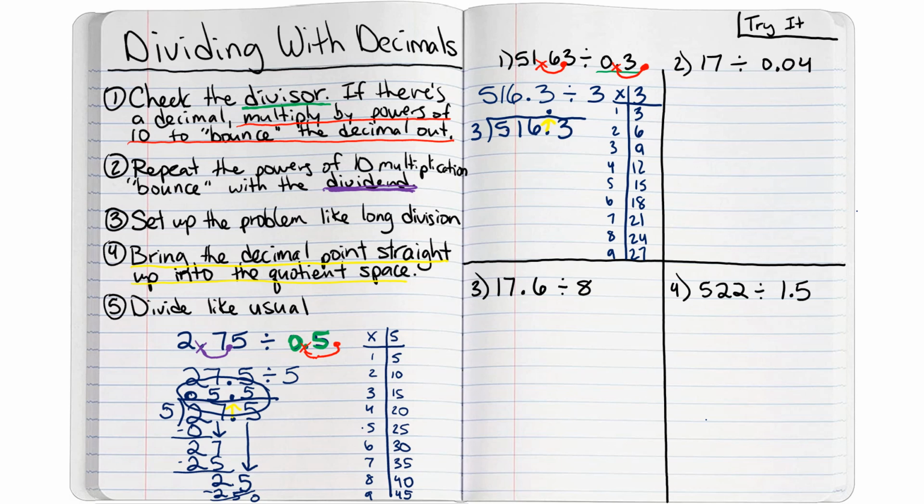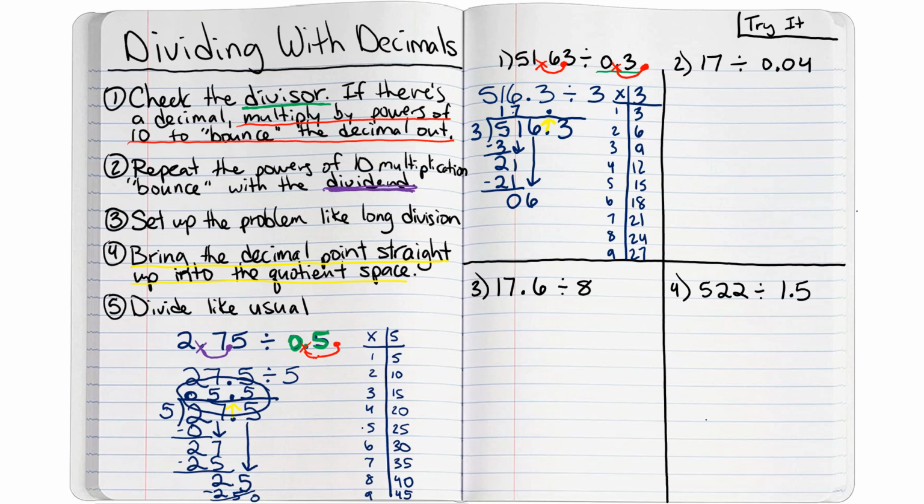5 divided by 3 is 1. 1 times 3 is 3. Subtract and bring down the next digit. Now I'm working with 21. 21 divided by 3, looking at my table, is 7. 7 times 3 is 21. Subtract and bring down my next digit.